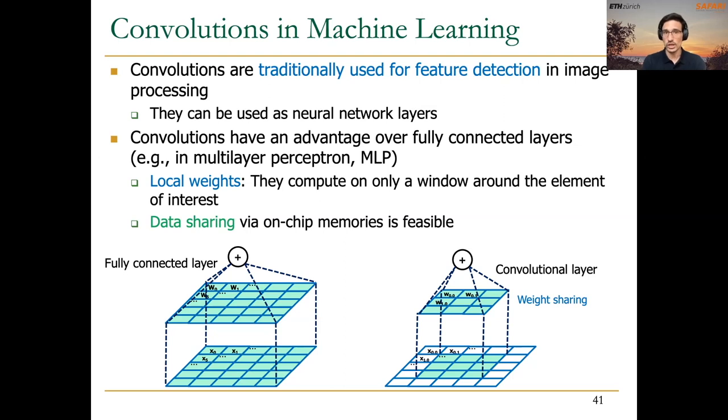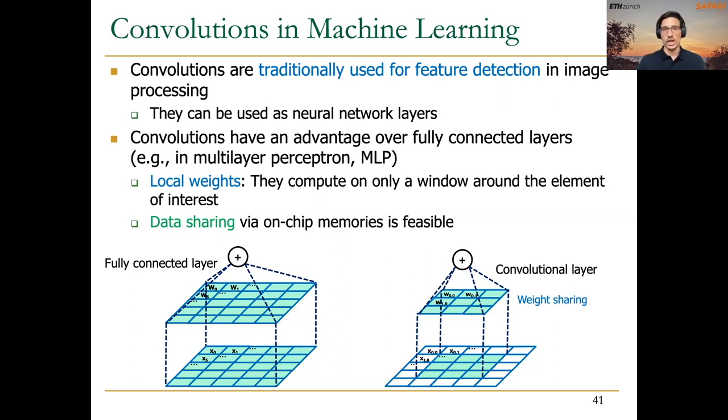However, in the convolutional layer, we are only using local weights. We are only using the elements of the input that are surrounding the specific element that we are working on. So we can use local weights. We don't have to compute on the whole input image, for example. We only have to compute on a small window around the element of interest.